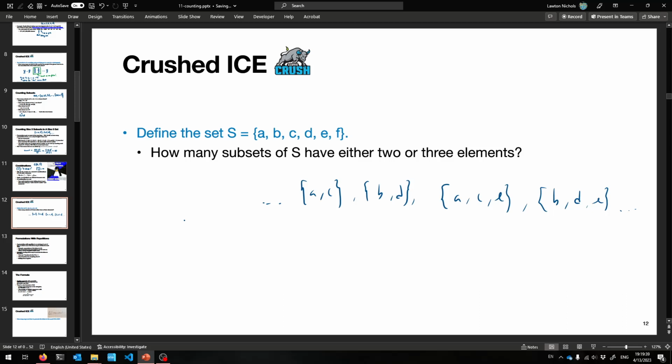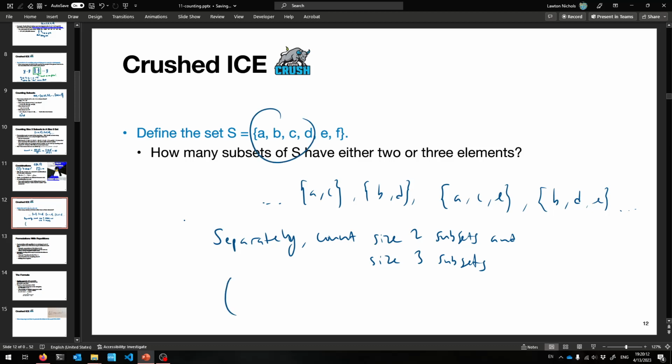And the idea is, you should just count the size 2 subsets, save that, then count the size 3 subsets separately. Add them together. That's the secret. Separately count size 2 subsets and size 3 subsets.